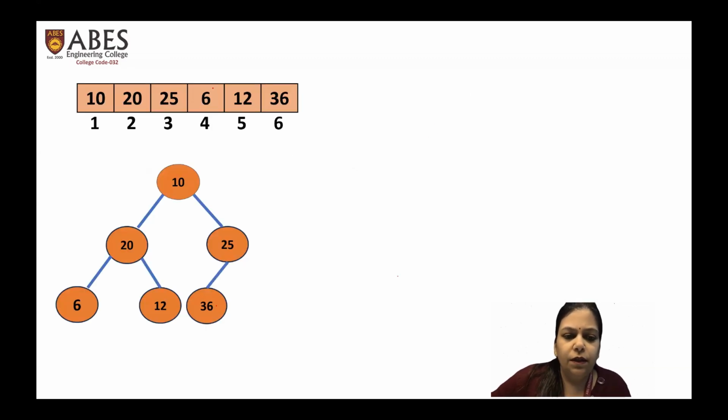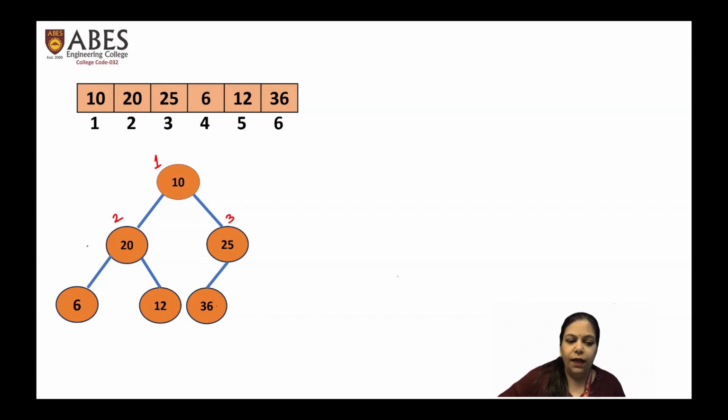So let us have the array with unsorted elements like 10, 20, 25, 6, 12, and 36. The first task for us is to construct a binary tree with the help of these elements. As we know, the first element, which is stored at index 1, will become the root node, and the left child will be 2 into I, that is the element stored at index 2.